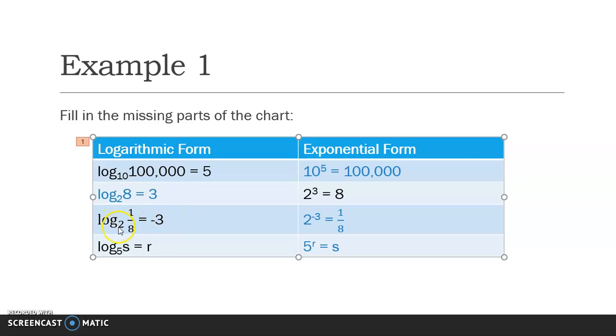For this one, I would do 2 to the negative 3 power equals 1/8. And for this one, I would do 5 to the r power equals s. So that's example 1. In example 2, we're going to practice evaluating these. So let's take a look at that.